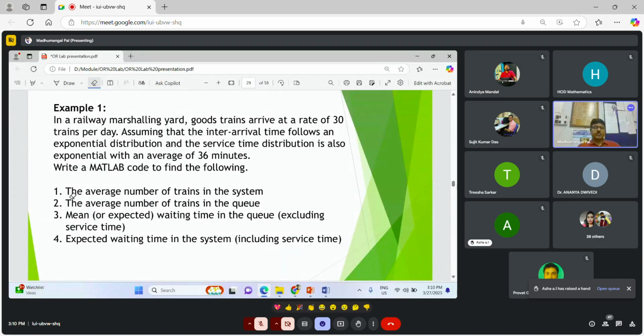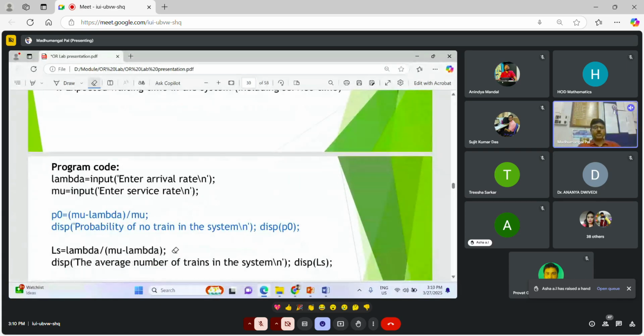So the question is to write the MATLAB code to find the following: the average number of trains in the system, that is, how many trains will stand in the system; the average number of trains waiting in the queue; the mean waiting time in the queue for the trains; and the expected waiting time in the system. Okay, so these are the parameters we have to calculate.